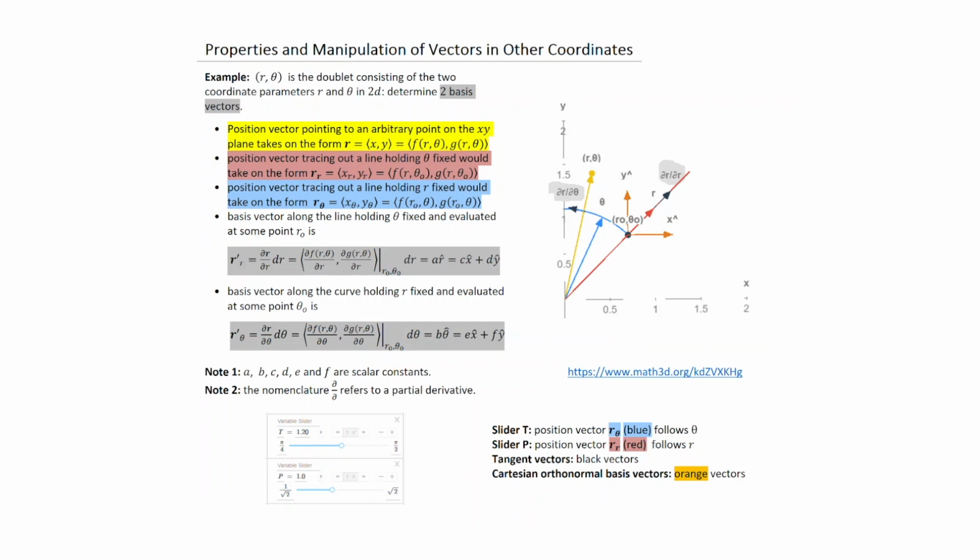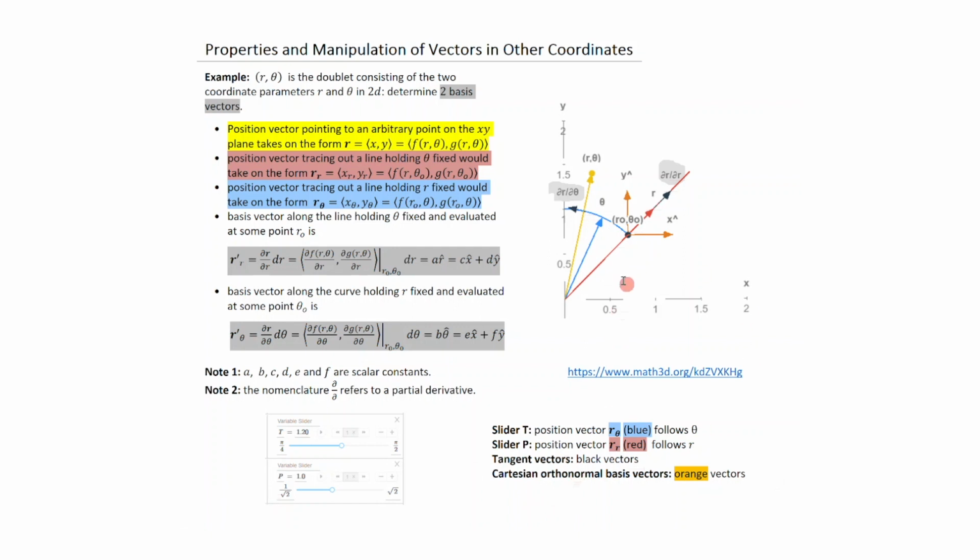All right, so if you want to take a look at the simulation of this, the interactive simulation, just look at the URL here. And again, slider T, and you'll see this come up. You've got a slider for P and a slider for T. Basically, it's a position vector for R, and so it basically tracks along this line here. And for P, it tracks along this red line here.